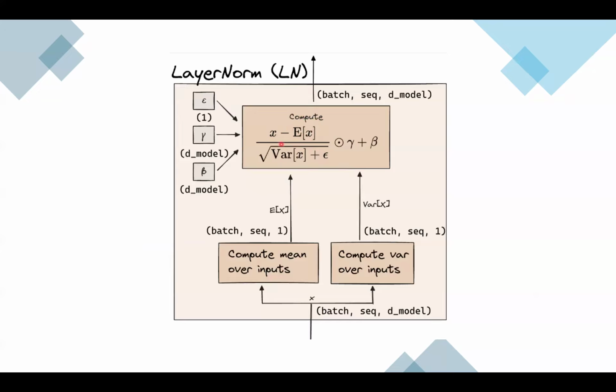X is a hidden state vector. Here it is depicting a batch, comma, sequence, comma, D model. So there won't be a batch in this, right? In the implementation which we are talking about, there won't be a batch. For inference you won't have a batch. For training, you would have a batch.